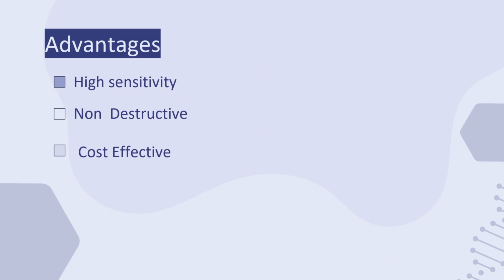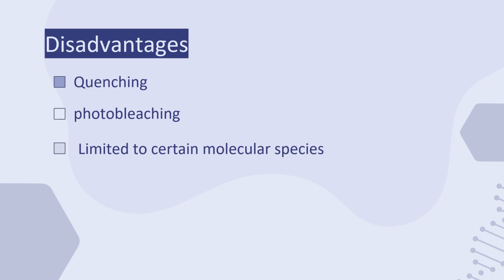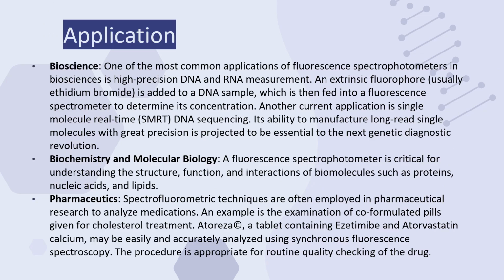Advantages of the fluorescence spectrophotometer are high sensitivity, non-destructiveness, and cost-effectiveness. Disadvantages are quenching, photobleaching, and being limited to certain molecular species. Applications of a fluorescence spectrophotometer are in bioscience. One of the most common applications of the fluorescence spectrophotometer in bioscience is high precision DNA and RNA measurement.